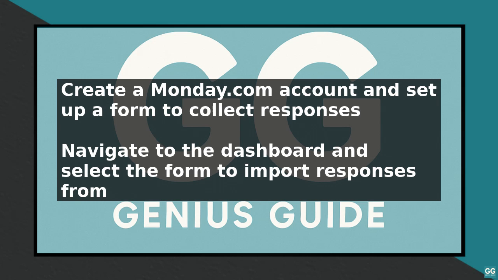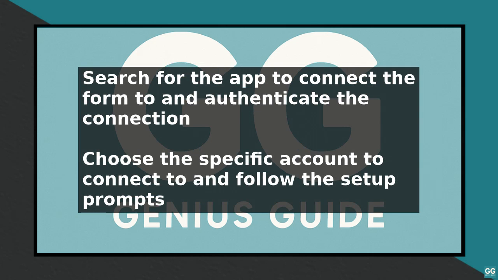Click on the three dots at the top right corner of the form and select Integrations. Next, search for the app or integration you want to connect your form to, such as Google Sheets or email. Follow the prompts to authenticate the connection and choose the specific account you want to connect to.